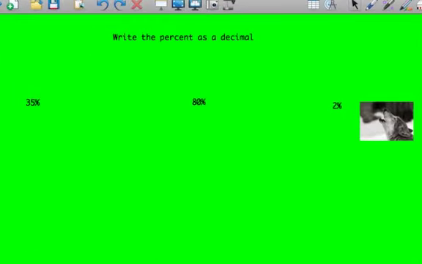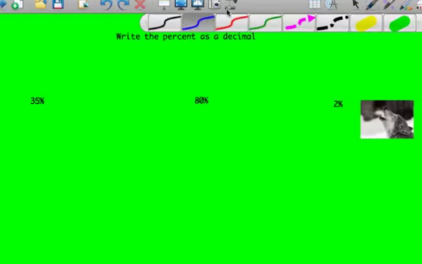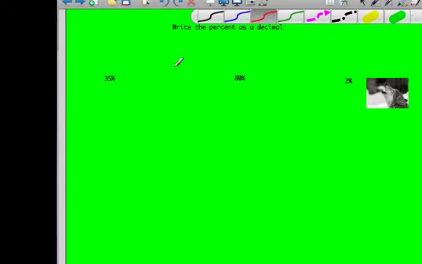Write the percent as a decimal. So we're talking about percents and fractions and decimals still. So we got 35% as a decimal. I think the easiest way to do this is actually just to make the percent into a fraction. Hopefully you learned that on the last video or in the last class.